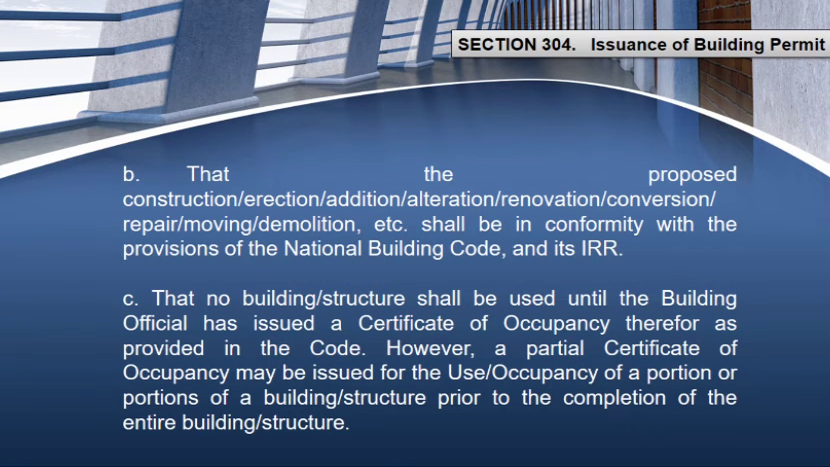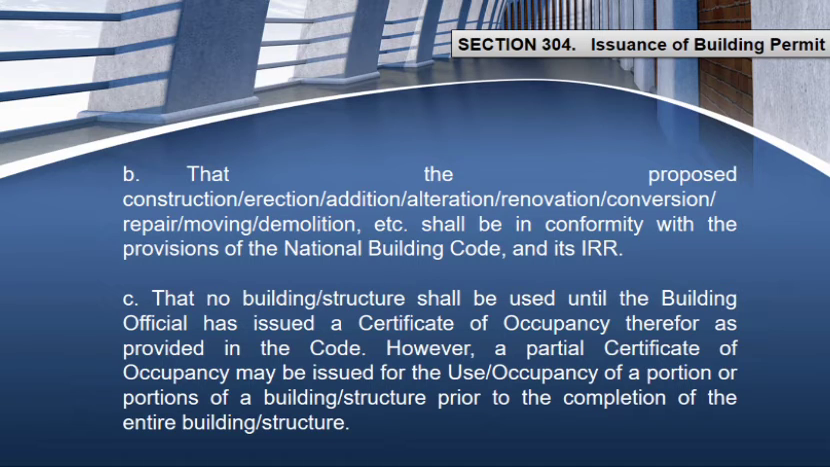Letter B. That the proposed construction, erection, addition, alteration, renovation, conversion, repair, moving, demolition, etc. shall be in conformity with the provisions of the National Building Code and its IRR, or the implementing rules and regulations. So in this part, it highlights the importance of compliance to the provisions of the National Building Code.